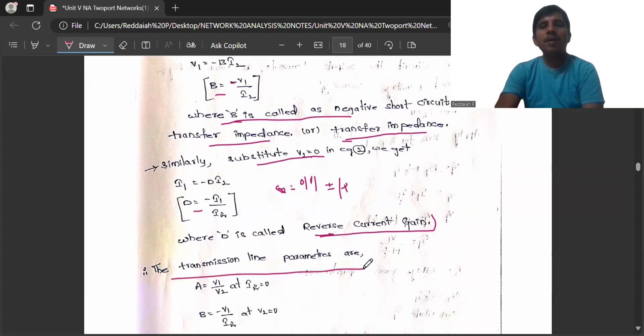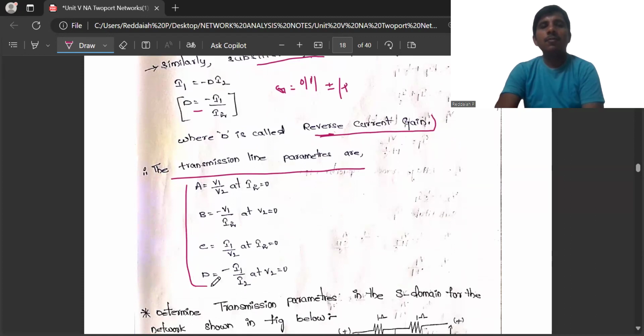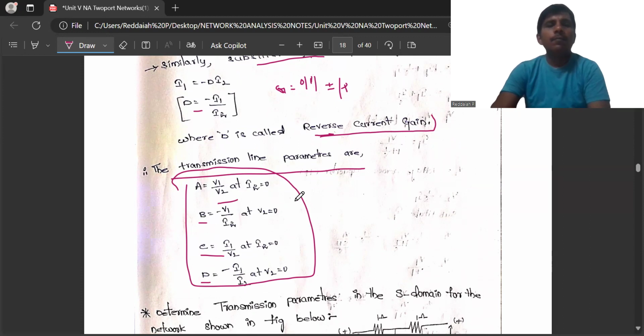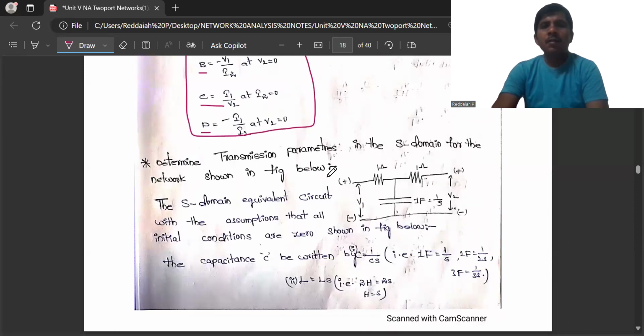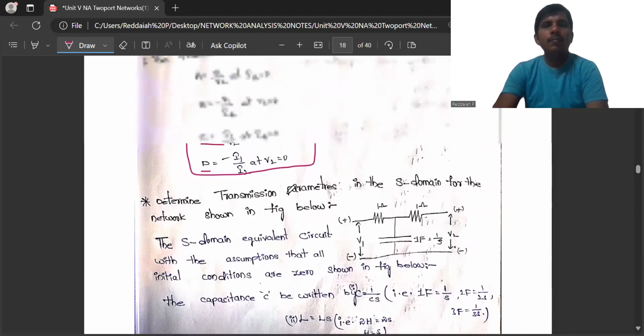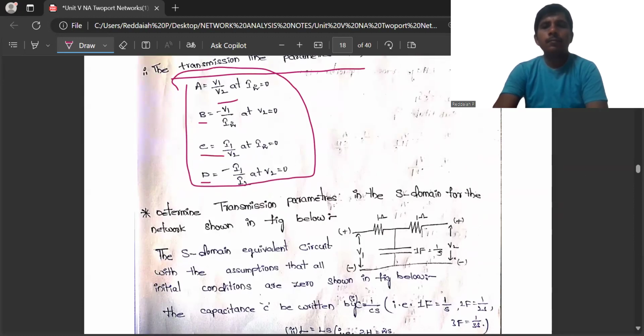Therefore, the transmission line parameters are these four: A equal to V1 by V2, B equal to minus V1 by I2, C equal to I1 by V2, D equal to minus I1 by I2, called reverse current gain. V1 by V2 is the voltage ratio. Similarly, transfer impedance, transfer admittance. Determine transmission line parameters. For the S domain also you can calculate. Let us see that.